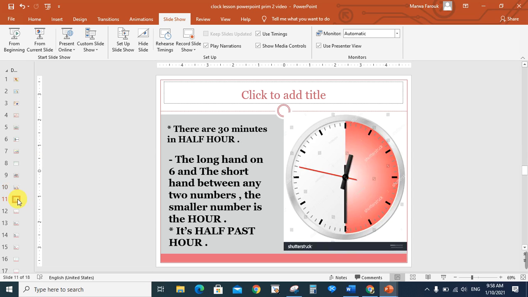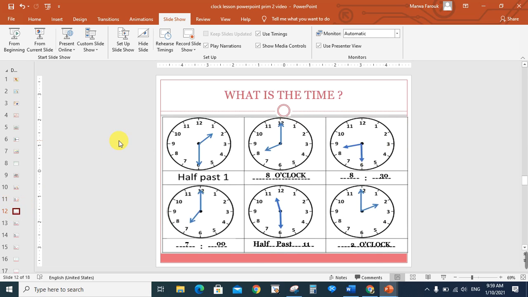But in a half hour, we have 30 minutes. We have 30 minutes in a half hour. The long hand is on 6 and the short hand is between any two numbers. The smaller number is the hour. It's called half past the hour. Okay. What is the time here?